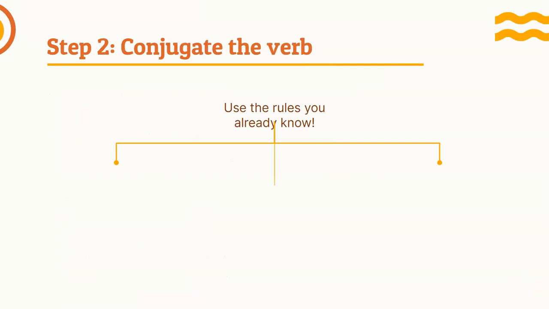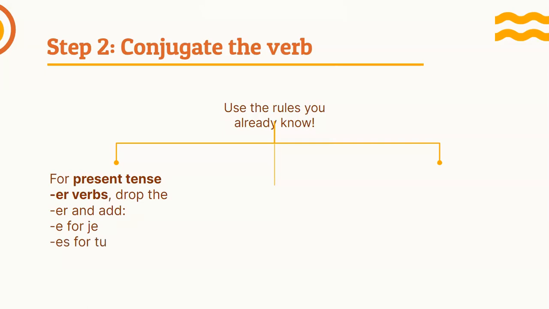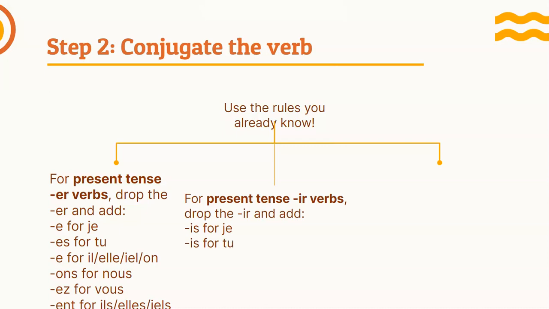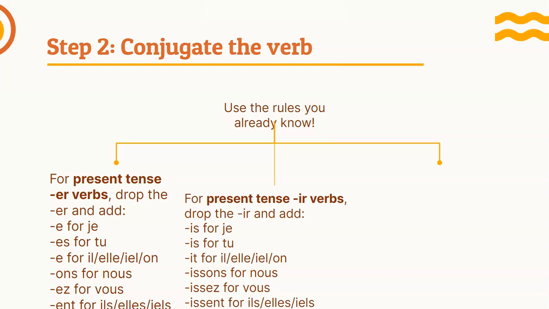Second step is we conjugate the verb. So use the rules that you already know. Quick refresher for present tense ER verbs, you drop the ER and you add E for je, ES for tu, E for il, elle, on, ONS for nous, EZ for vous, ENT for ils, elles. For present tense IR verbs, a quick reminder, you drop the IR and you add IS for je, IS for tu, IT for il, elle, on, ISSONS for nous, ISSEZ for vous, ISSENT for ils, elles.